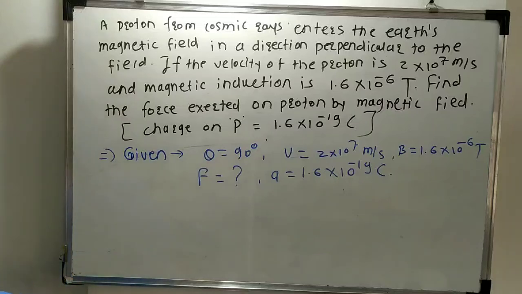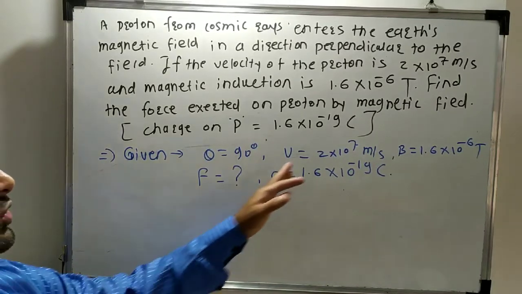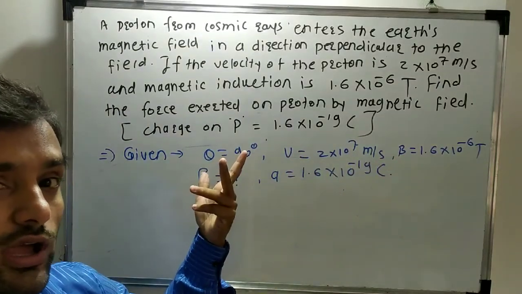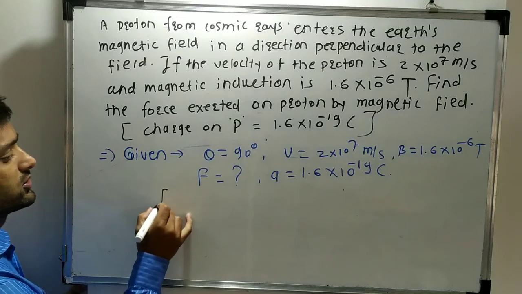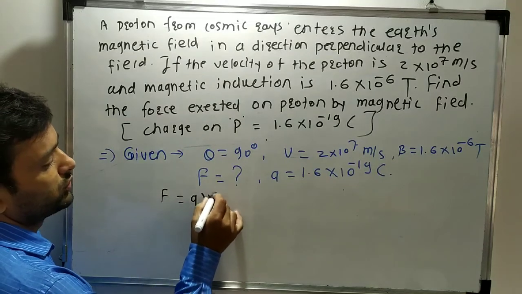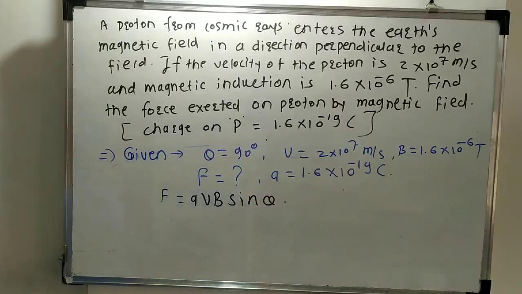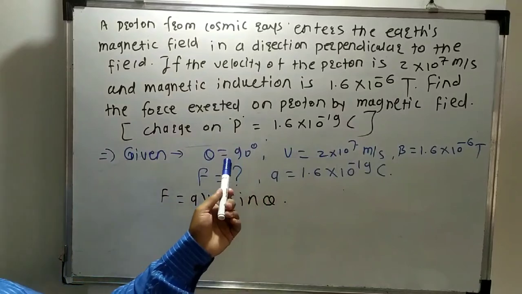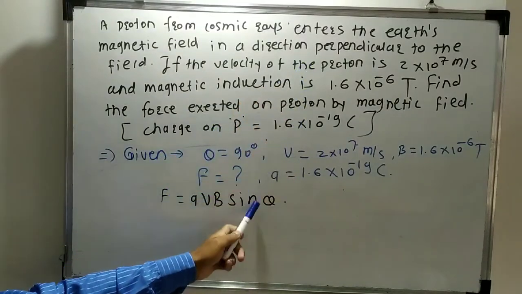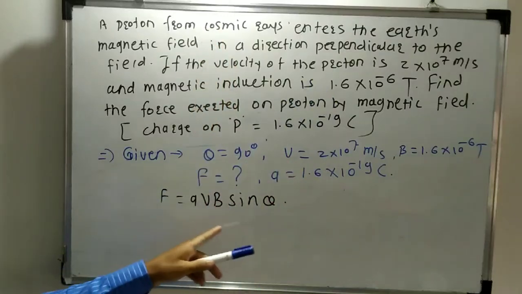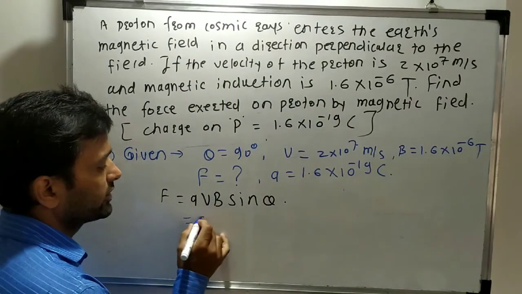So from these given values we can easily write the formula Q V B. F is equal to Q V B sin theta. So this is the formula. Theta is 90 degree because it is perpendicular, so sin 90 becomes 1. What is the remaining term? Only Q V B.